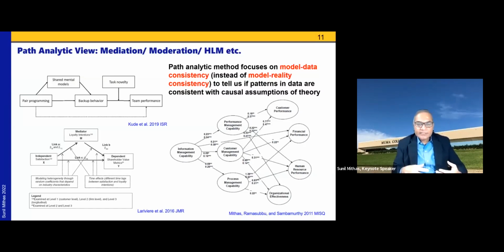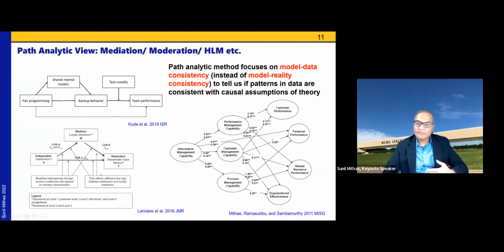At other times, you might have, let's say, nested data. You might have hierarchical data, in which case you can use hierarchical linear modeling techniques. So, for example, I have another paper in Journal of Marketing Research where we looked at the effect of customer satisfaction on shareholder value. And we again had a mediated pathway here going via loyalty intentions, but we were also trying to model heterogeneity through different random coefficients using industry characteristics. So we had industry characteristics, we also had time effects over time, and we were trying to do these moderating effects for each of these mediated pathways.